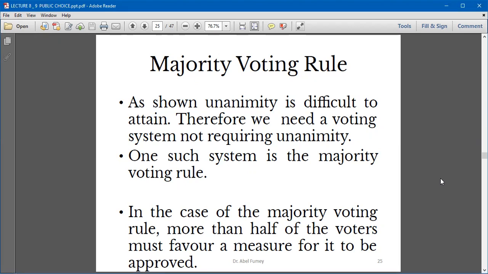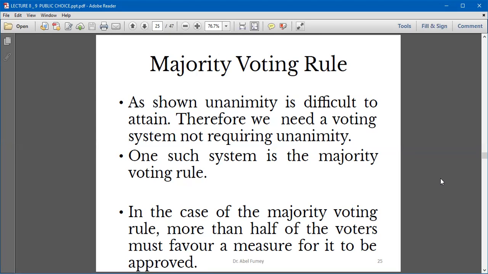Okay, the majority voting. As I was saying, the unanimity rule is very difficult to attain. You need to bring all those people together before you are able to get the particular policy that you want to vote for. Because of the difficulty in getting this particular choice, we need to adopt other systems of voting that do not require unanimous decision making. So one of these systems of voting is the majority voting rule.